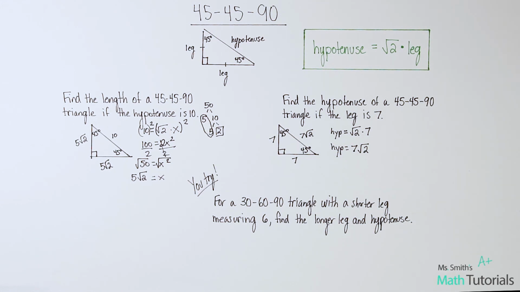I want to give you guys a little example to try. For a 30, 60, 90 triangle with a shorter leg measuring 6, find the longer leg and the hypotenuse. Okay, so that's going to be kind of like the very first example that we did together if you want to look back at that one, okay? When you're given the shorter leg and asked to find the other two.